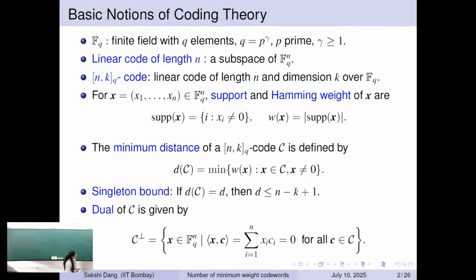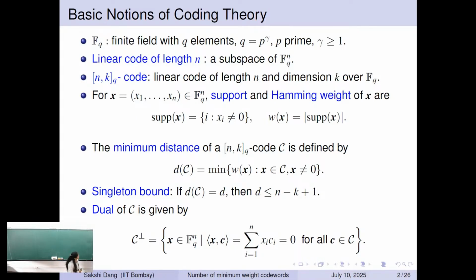There's a nice relation between this minimum distance and the dimension given by the Singleton bound, which says that the minimum distance can be at most n minus k plus 1, and when this equality is achieved, we call such a code maximum distance separable, MDS. Coming to the definition of the dual, the dual of a code is all the vectors x which are orthogonal to every codeword in C.